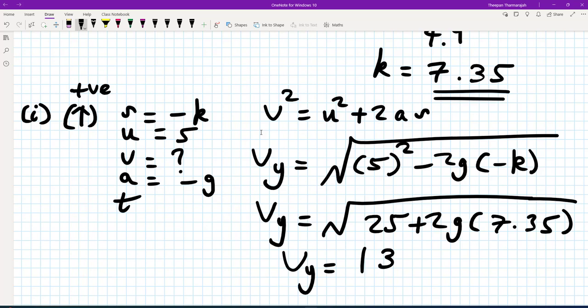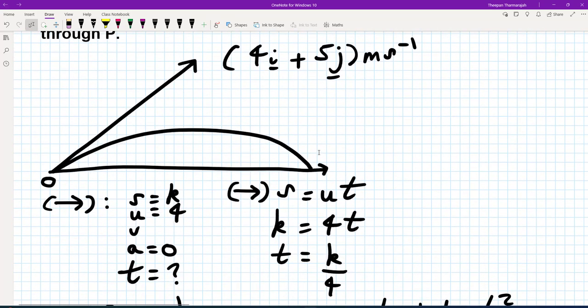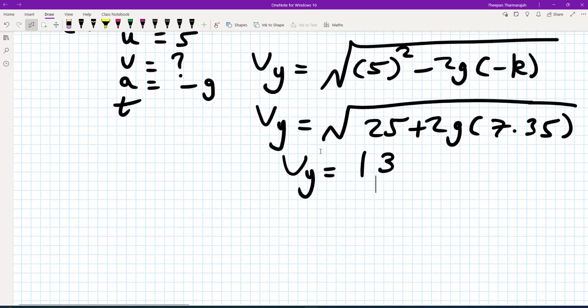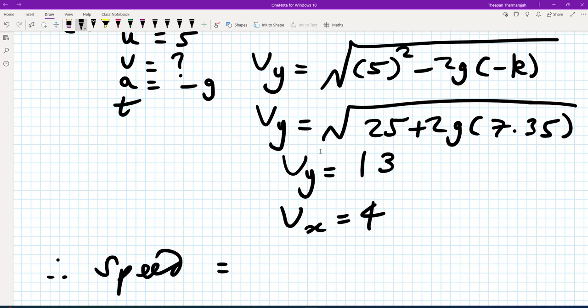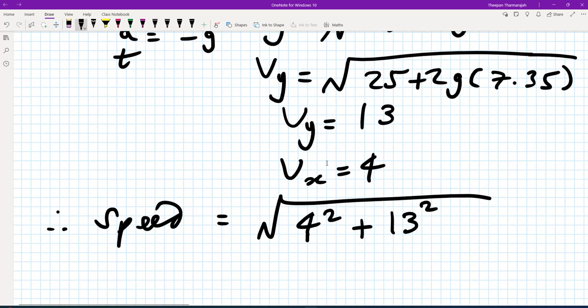Now we know that vx was, go back to our question, vx was 4, so we can write that in. So vx is constant, that remains as 4, therefore for the speed we can use Pythagoras here. So that's the square root of 4 squared plus 13 squared, and that's going to give me 13.6 meters per second.